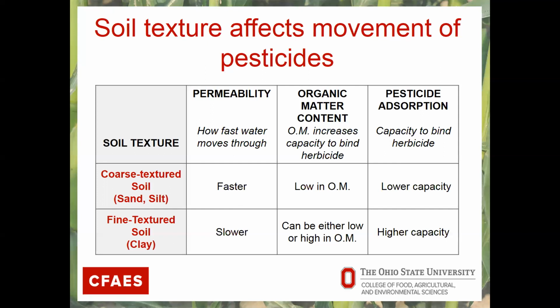Fine textured soil, on the other hand, is higher in clay content and has less pore space for water movement than a sandy soil. Permeability of this type of soil is much lower. Leaching is less likely in very finely textured soils, but runoff across the surface is greater because the water moves slowly into the soil. In terms of pesticide adsorption, the finer textured soils have much greater capacity to bind a pesticide. Fine textured soils may either be low or high in organic matter. When they're high in organic matter, this will also increase the capacity to adsorb the pesticide.